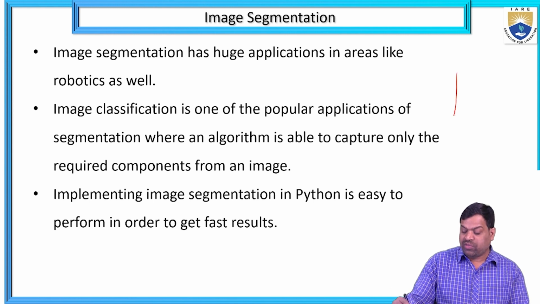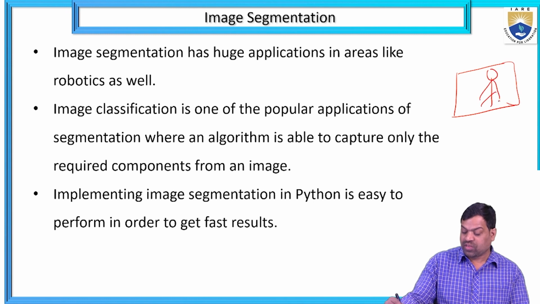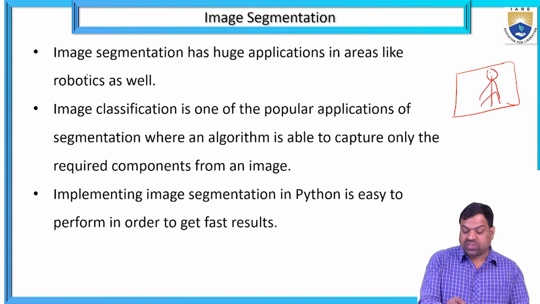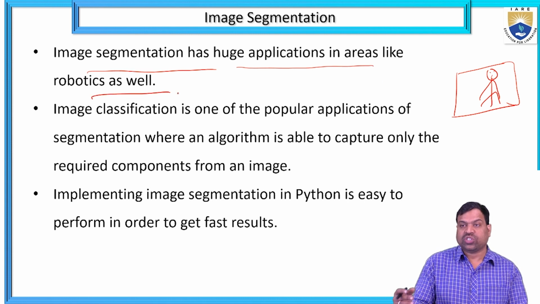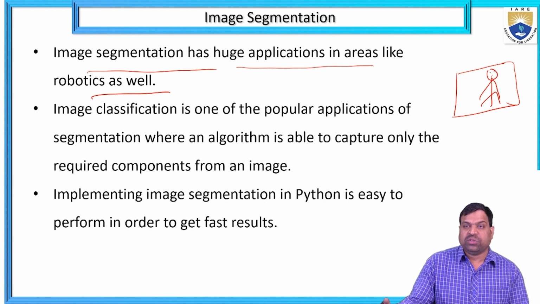If I am going for any image object, segmentation has huge applications like robotics as well. In a robot system also, we prepare image algorithms and install them in the robot. So it will identify what the objects are, and it will move left, right, or straight as needed. So image segmentation is very helpful in robotics also.